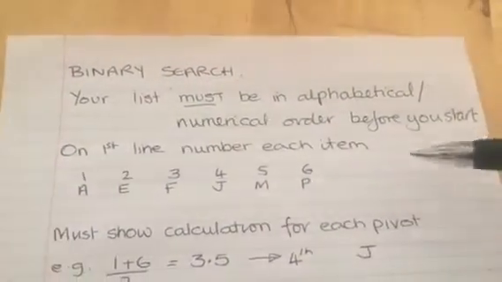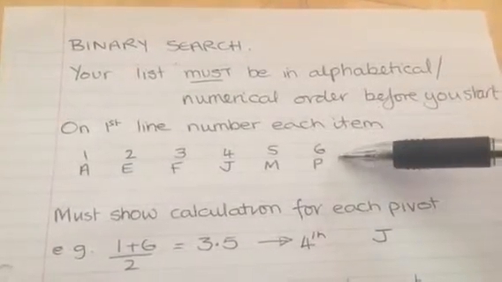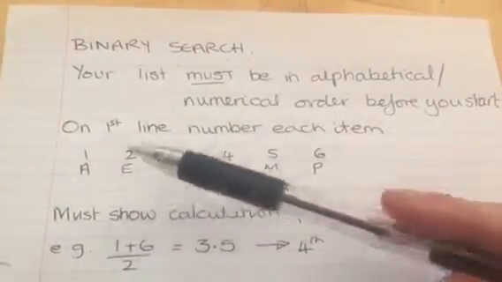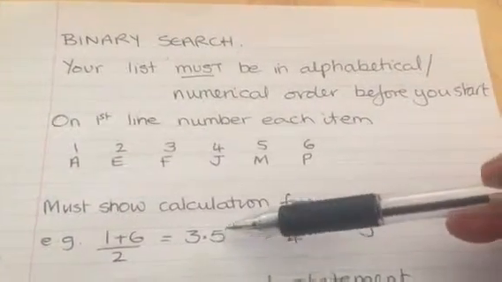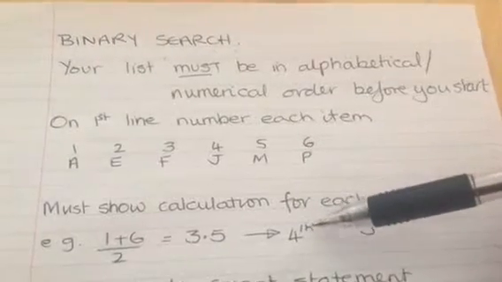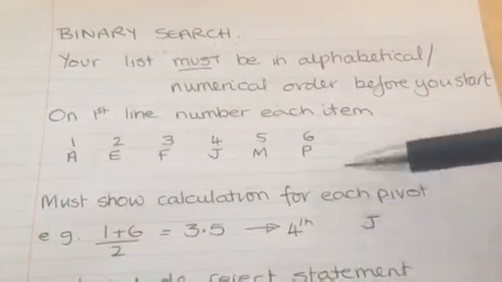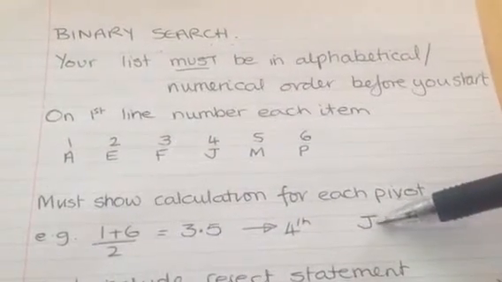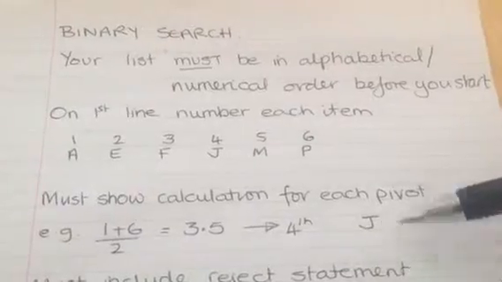For binary search, you must show the calculation for each pivot. So for example, the first pivot for this list will be the first value plus the last value, 1 plus 6, divided by 2, gives me 3.5, always round up, so the fourth item will be the pivot, and then write this by name so it's clear that your pivot for the first pass is J.